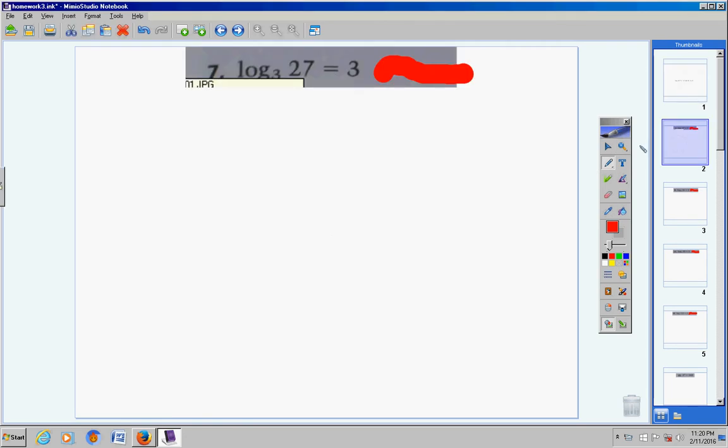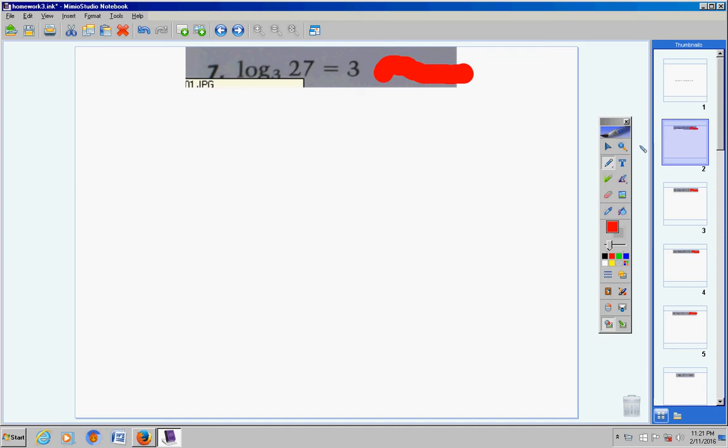For numbers, let me look at my book here. Give me one second, students. For numbers 7 through 13 odd, we're going to write the logarithmic expression exponentially, okay?